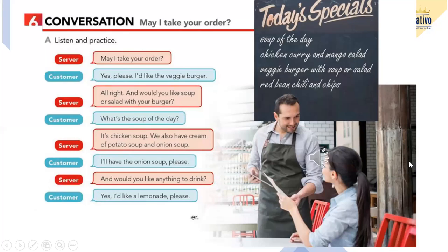Page 88, Exercise 6, Conversation. May I take your order? Part A, Listen and Practice. May I take your order? Yes, please. I'd like the veggie burger. All right. And would you like soup or salad with your burger? What's the soup of the day? It's chicken soup. We also have cream of potato soup and onion soup. I'll have the onion soup, please. And would you like anything to drink? Yes, I'd like a lemonade, please.